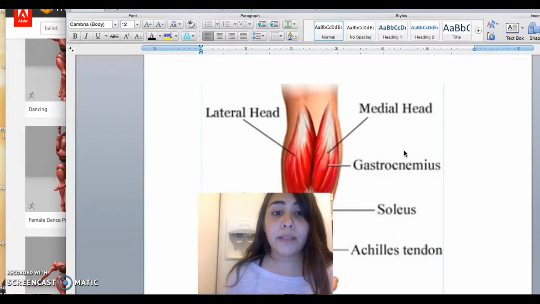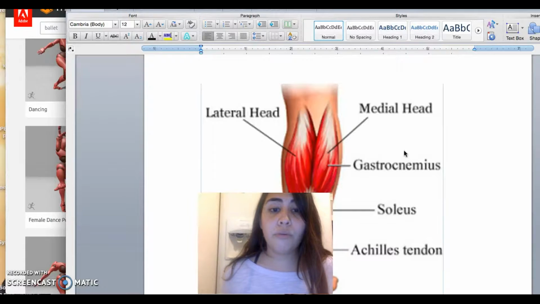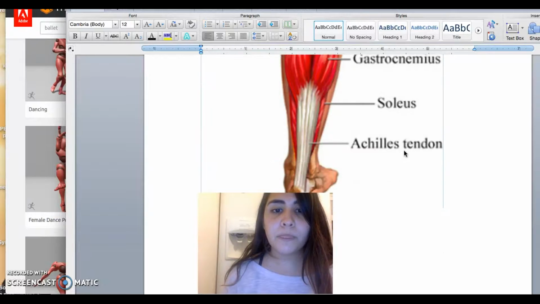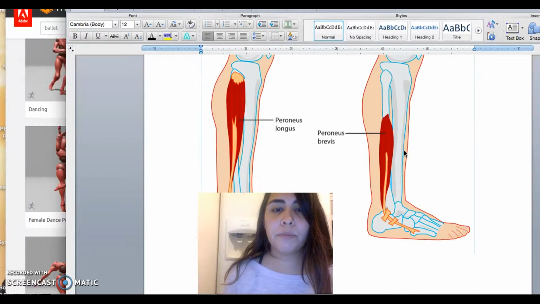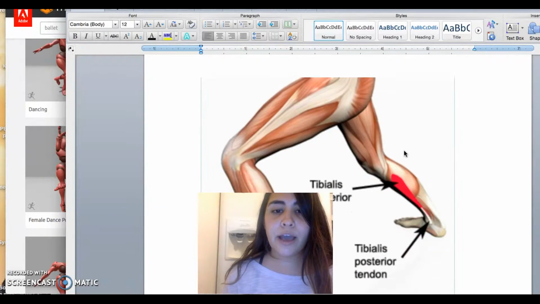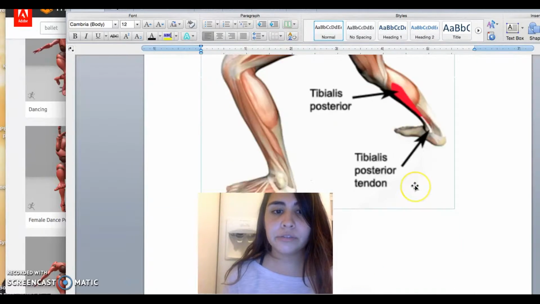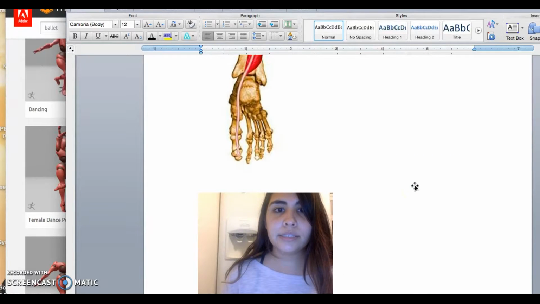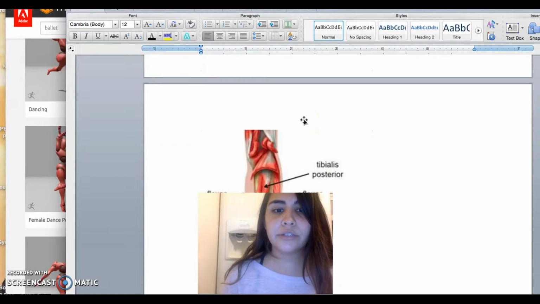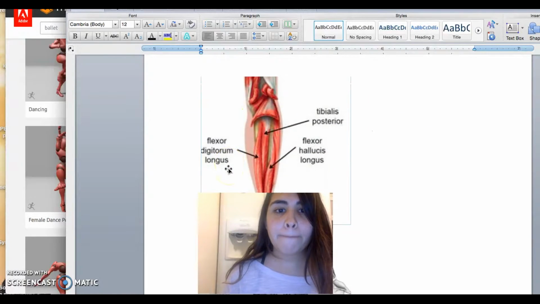So I'm going to start off with plantar flexion, and the two main muscles that are associated with plantar flexion are the gastrocnemius and the soleus, and the gastrocnemius has a lateral head and a medial head. Next, we have the peroneus longus and brevis. Next, we have the tibialis posterior, and following the flexor hallucis longus and the flexor digitorum longus.